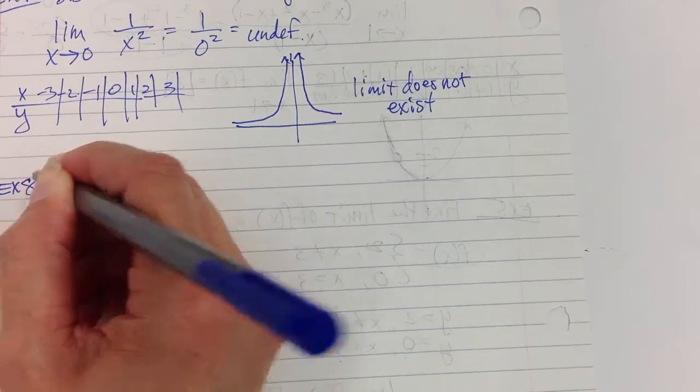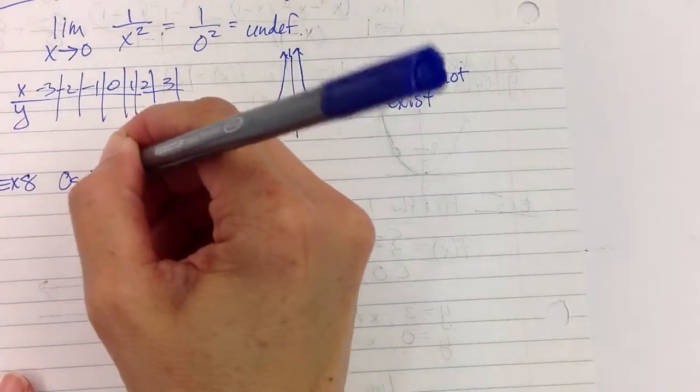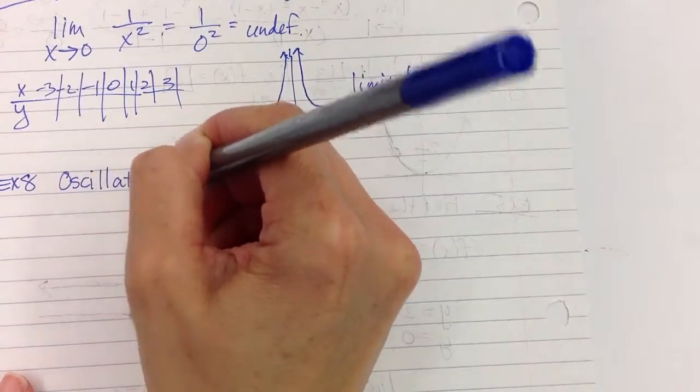And example 8 is an example of oscillating behavior. Oscillating behavior.